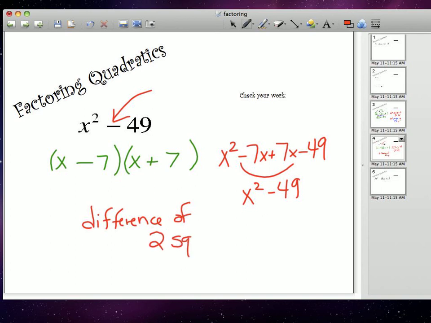And it's really super handy. You can try that for y squared minus 25, n squared minus 144. It's always going to work.